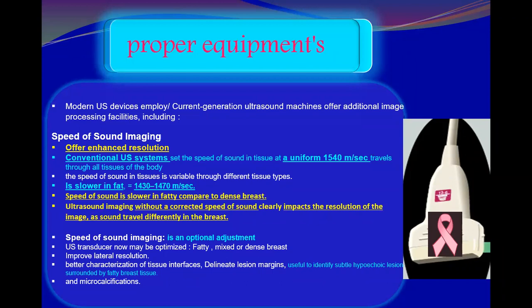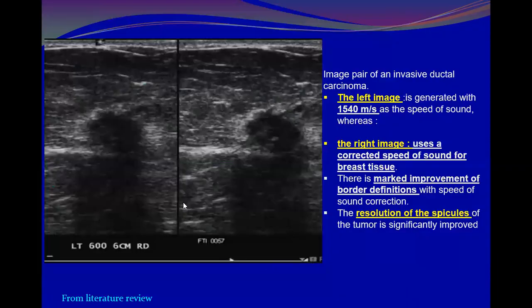By optimizing the transducer speed, it will improve the lateral resolution, give better characterization of tissue interfaces, delineate lesion margins better, and be useful to identify subtle hypoechoic lesions surrounded by a fatty breast, as well as picking up microcalcifications. Let us see examples here. These two images: which one is with corrected speed and which one is with the conventional speed?